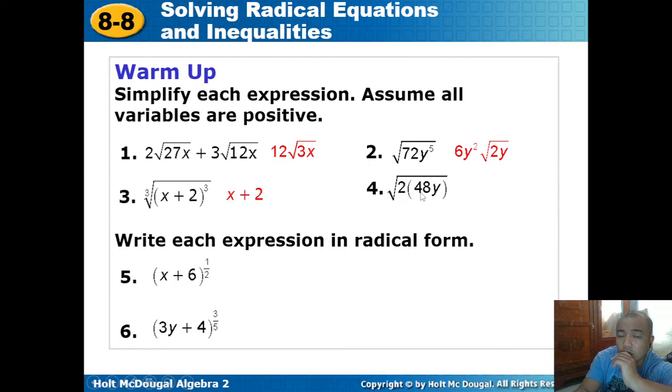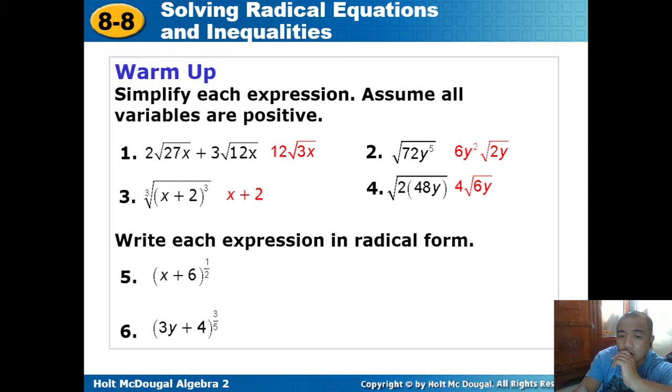Dito, what's your answer? 2 times square root of 48y. 4 square root of 6y. Kasi ano, 48 times 2, 96. Factor mo yung 96, 16 times 6. So, kaya naging 4 square root of 6y.